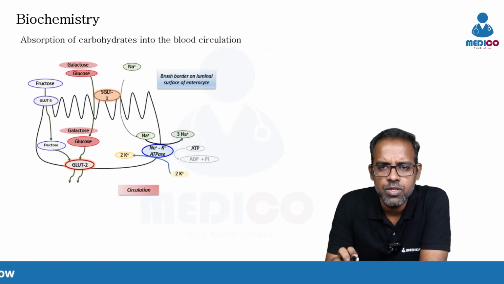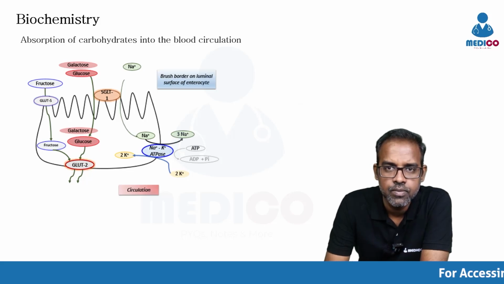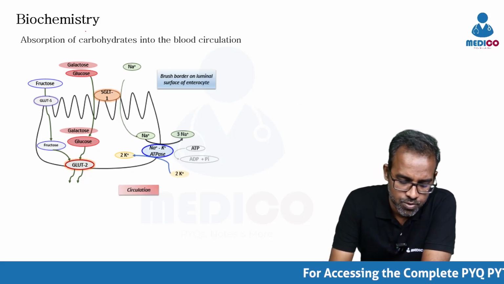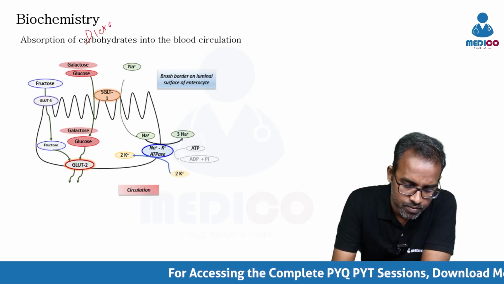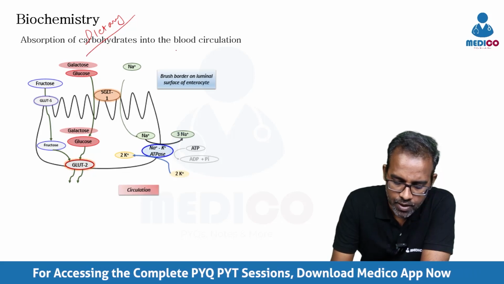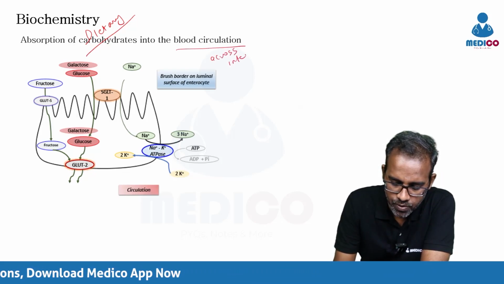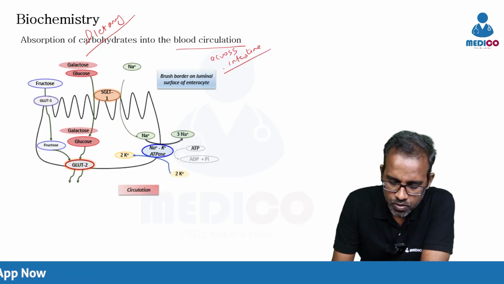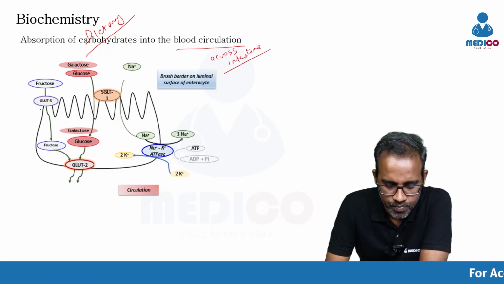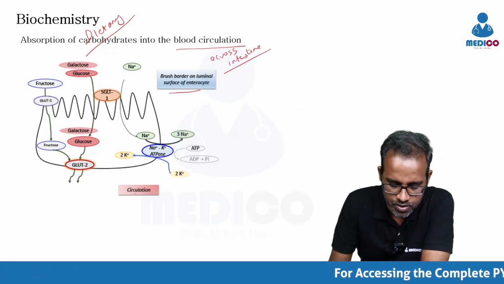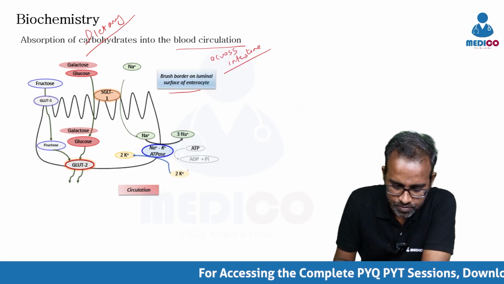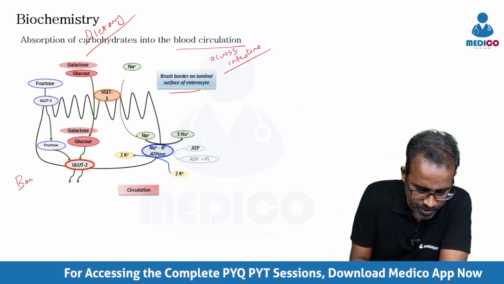So, absorption of carbohydrates into the blood circulation, that is, absorption of dietary carbohydrates into the blood circulation across the intestine. That's what this slide will show you. Okay, so this is an intestinal cell. This is the brush border, this is the apical aspect, and this is the basolateral aspect.